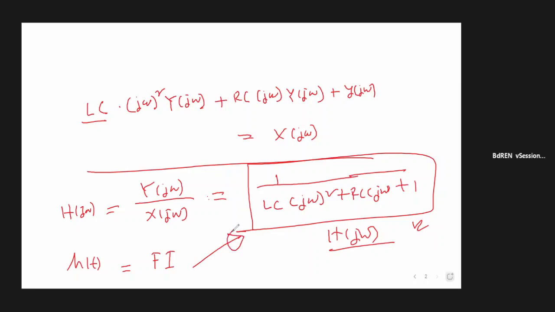It is very simple, okay? That I will be considering something here in advance, okay? You can skip those parts from your text. So what you can do, okay, for example, say this is your H(S). Consider that j omega equal to S. Then it is equal to what? 1 divided by what? LCS square plus RCS plus 1, isn't it?